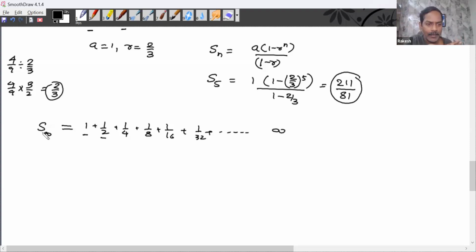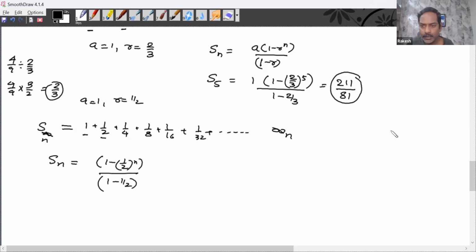Let us assume that till the nth term, if I want to add, then the sum of n terms would be what? As per the formula, the value of a is 1 here, and the value of r is 1 by 2. So it is a, which is 1, times 1 minus 1 by 2 whole to the power infinity, divided by 1 minus 1 by 2. Fair enough? Now just assume 1 by 2 to the power n, and n tends to infinity, right?